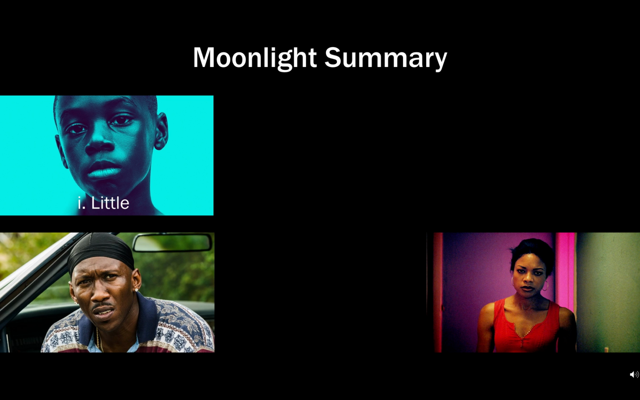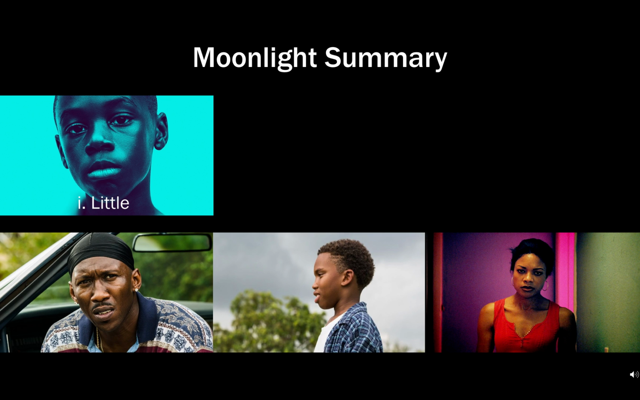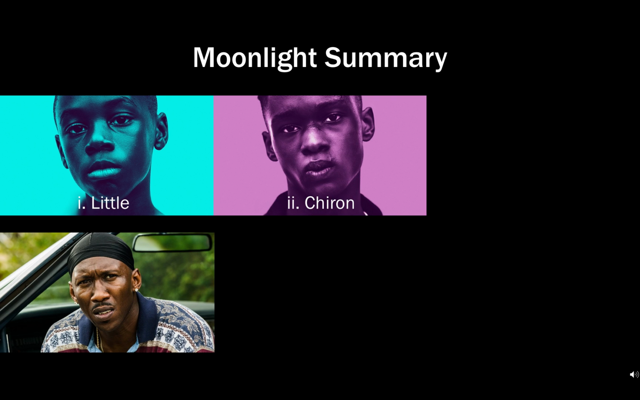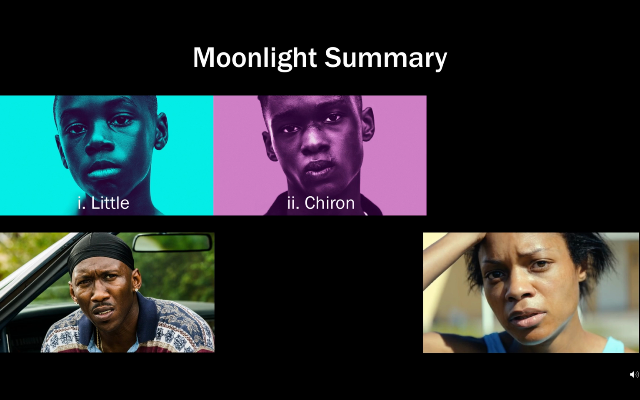In addition, we are introduced to Kevin, a friend of Chiron, that helps to teach him to stand up for himself. In the second part, Chiron, we see Chiron grown to be a high school student, still quiet and standoffish, and still constantly threatened by bullies. It is also revealed in part 2 that Juan has passed away, but his girlfriend continues to help him out because Chiron's mother is even more addicted to drugs.